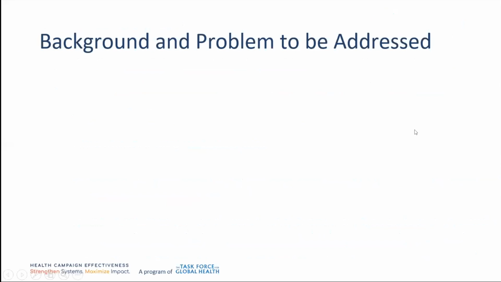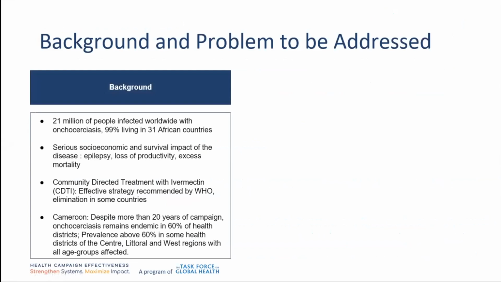First of all, the background of this project is that there are about 21 million people infected worldwide with onchocerciasis, which is among the neglected tropical diseases. And 99% of these people are living in African countries. The main problem with onchocerciasis is the serious socioeconomic and survival impact the disease has on the populations, which include epilepsy, loss of productivity, excess mortality, and so on, which are associated with epilepsy.